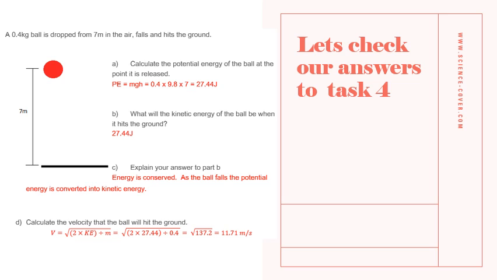Calculate the velocity that the ball will hit the ground. Well, kinetic energy is half times mass times velocity squared. So if we want to find v squared, we need to do 2 times the kinetic energy divided by the mass. So this is 2 times 27.44 divided by 0.4. Now if we find the square root of this value, then we'll get the velocity. So the square root of 137.2 is 11.71 meters per second.